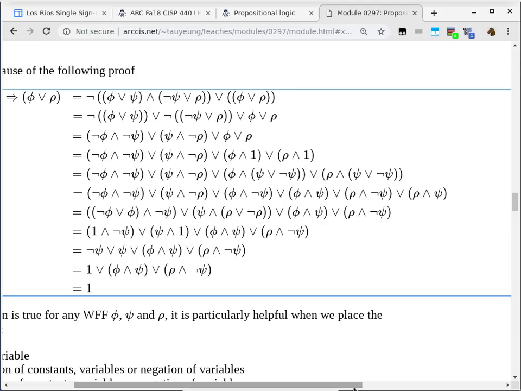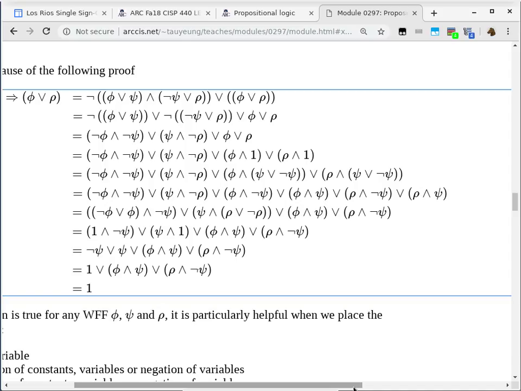But it's the same mechanism, okay? I use factoring to group the rho or not rho into its own disjunction. Then I move on to the next row because I can see that, oh, this is a constant of 1. In other words, it's always true. And this is always true as well. So I end up with true and not psi. I also end up with psi and true over here.